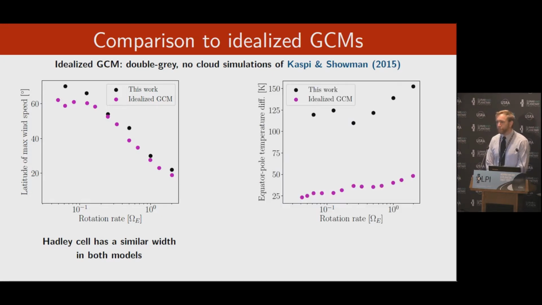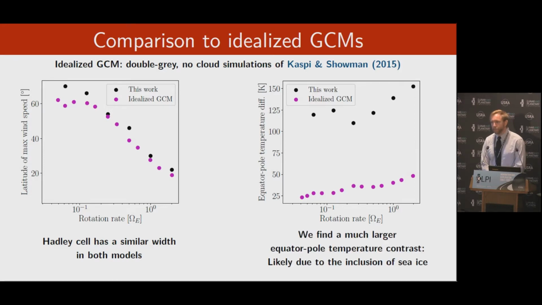However, the equator to pole temperature differences in the models are very, very different. We found a much, much larger equator to pole temperature difference by up to 100 Kelvin. And the reason is that we're including sea ice in our model. And also, Kaspi and Showman tuned their model to reproduce Earth-like conditions for Earth-like parameters, whereas we're not tuning our model and we're not adding greenhouse gases to increase the temperature and reduce sea ice formation. However, you can see that both models do predict that the equator to pole temperature difference should increase with increasing rotation rate, just because it's harder for eddies to transport heat to the pole with increasing rotation rate.